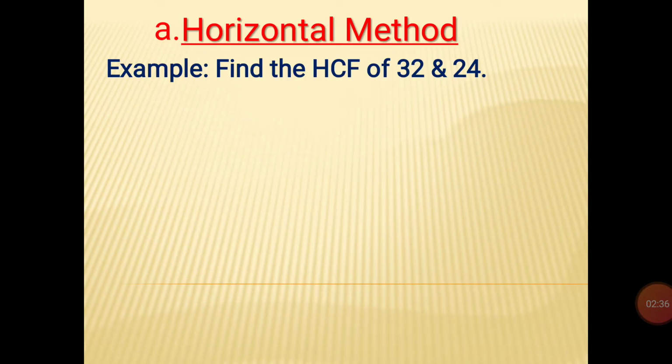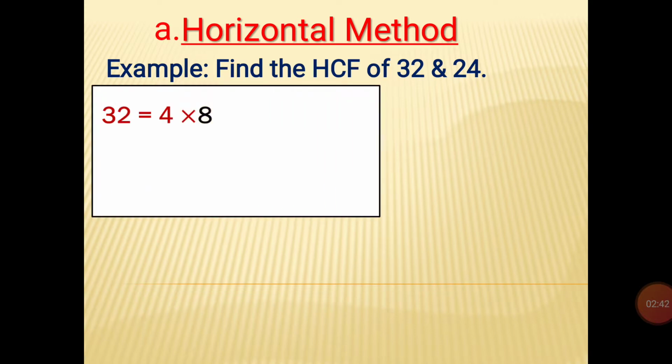Let's understand with one more example. Find HCF of 32 and 24. 32 is present in 4's table. So instead of 32, we will write factors as 4 into 8. 4 is the first factor of 32 and it is divisible by 2. So instead of 4, we will write factors of 4 as 2 into 2.